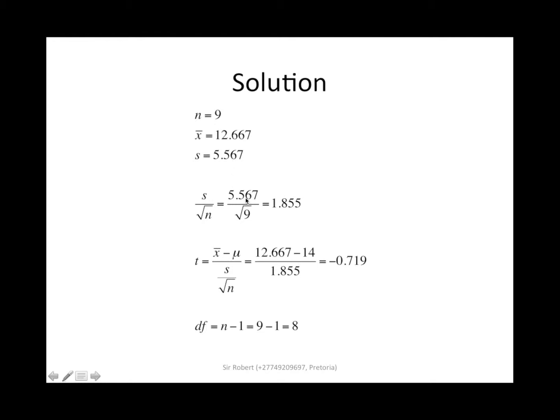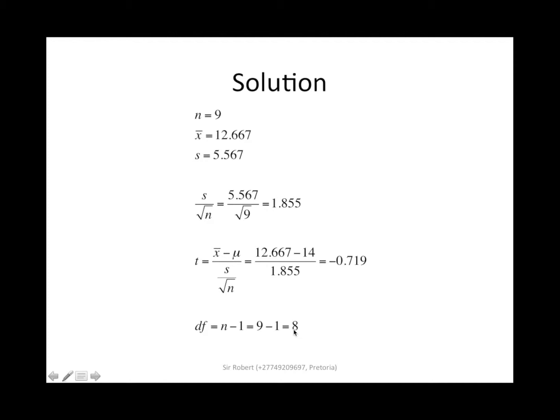Now your standard error is s over the square root of n, 5.567 divided by the square root of 9, which gives 1.855. Then from there, incorporate your one sample t-test formula, and you get these values. The degrees of freedom for this one sample t-test is n minus 1. n is the number of items in this sample, so it was 9 minus 1, which is equal to 8. So this is the degrees of freedom.